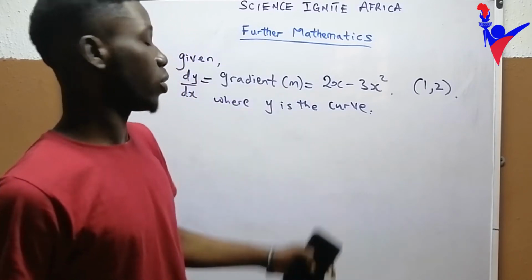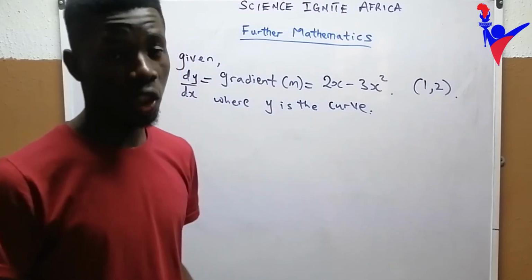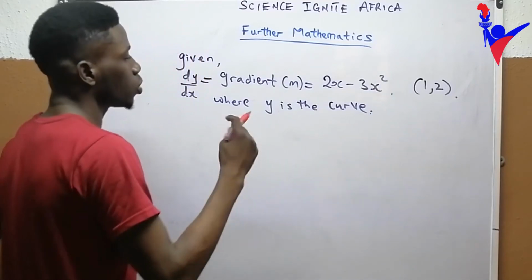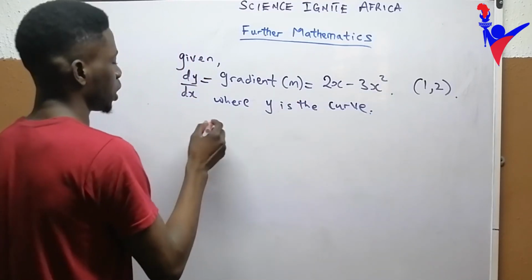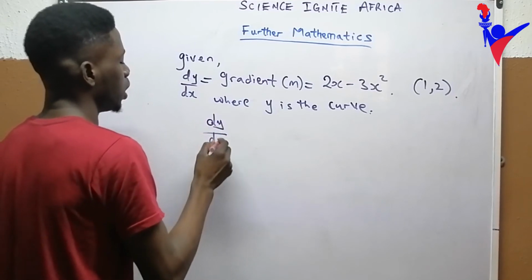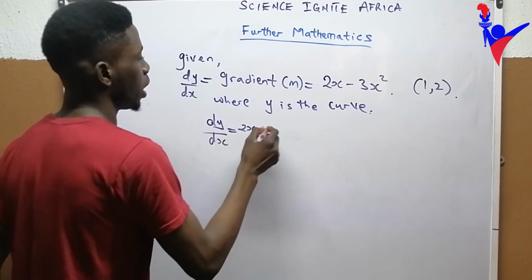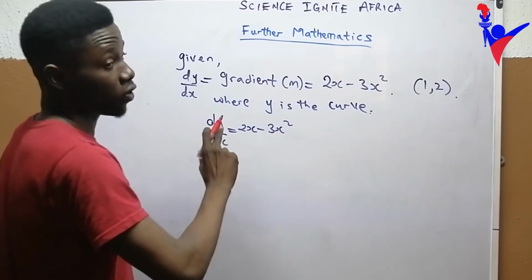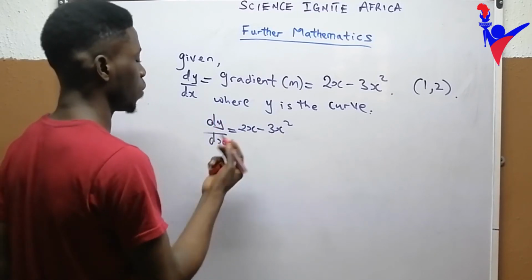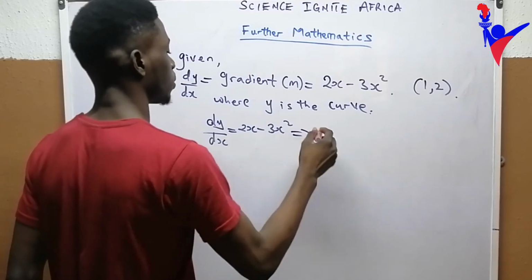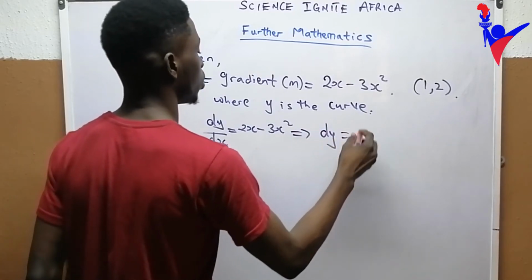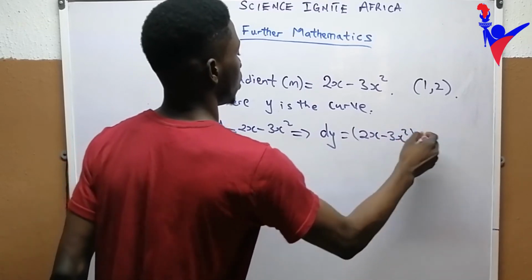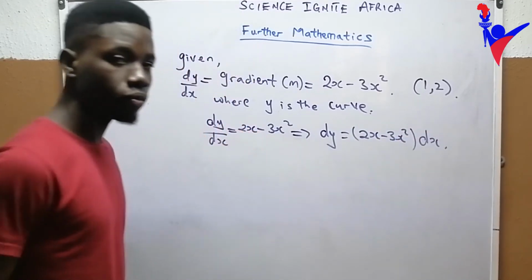So we are looking for y according to this question. We are looking for the equation of the curve if the gradient of the curve is 2x minus 3x squared. So dy/dx will be equal to 2x minus 3x squared. Now, I'll do something that looks like cross multiplication here. If I cross multiply, I will have dy equals (2x minus 3x squared) dx.